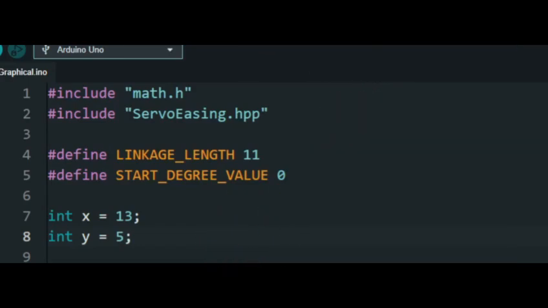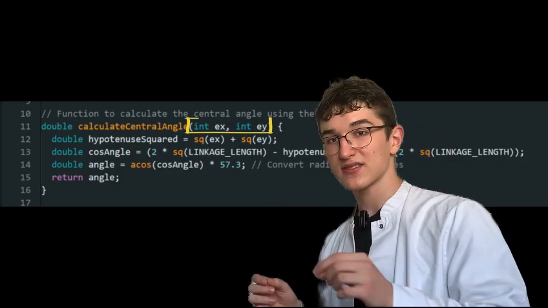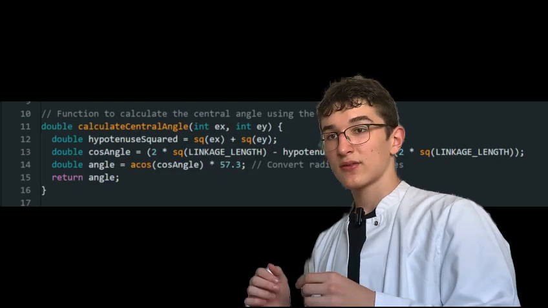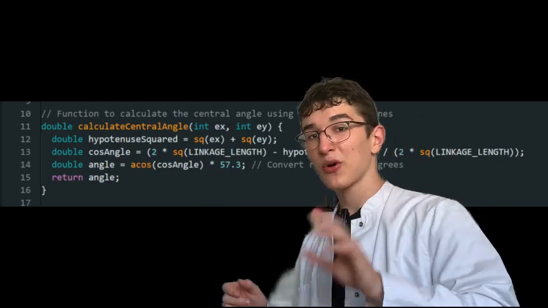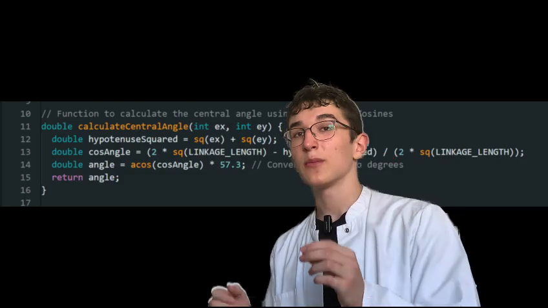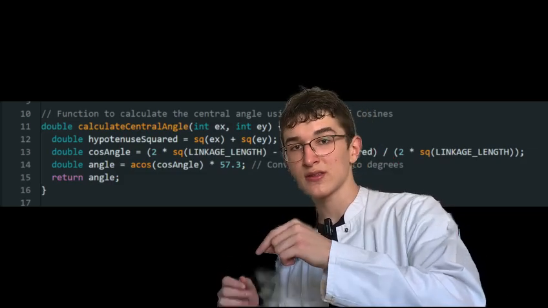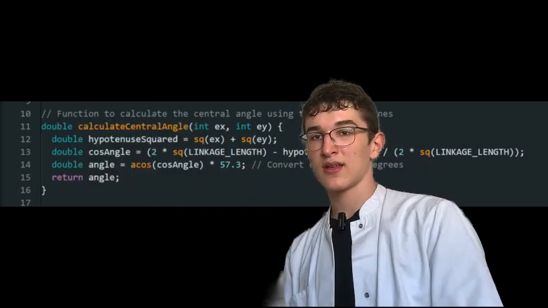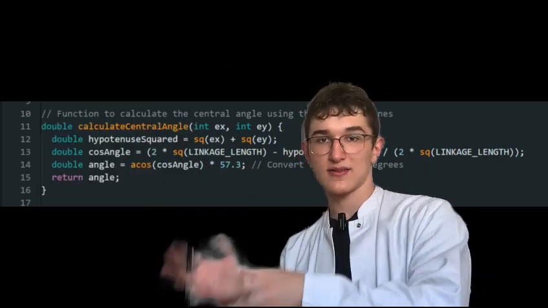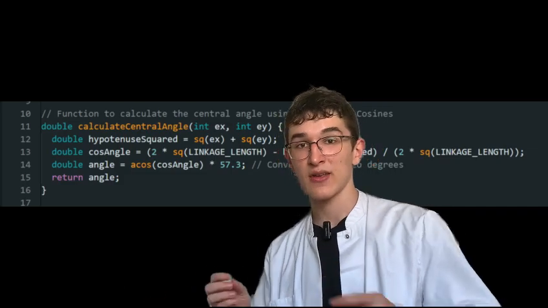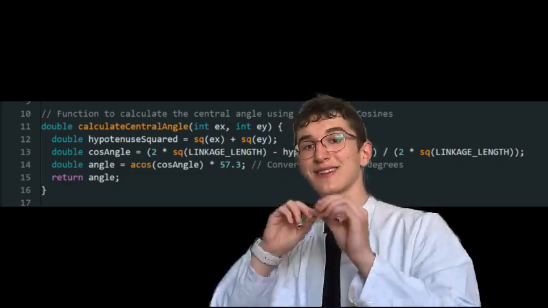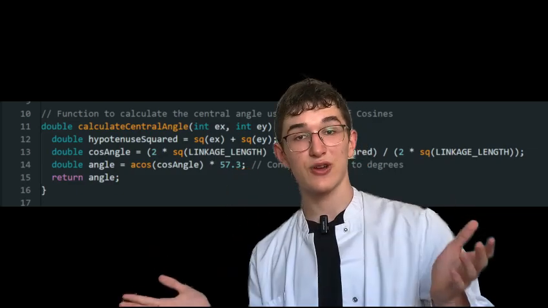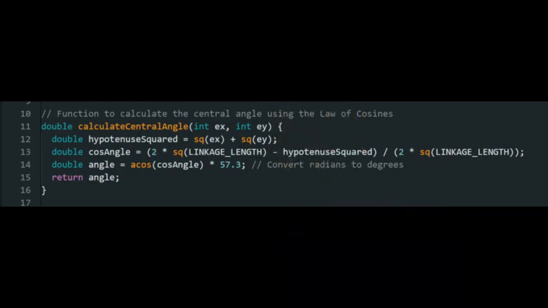Have fun. This function takes the two coordinates that we have just set up and squares these two. We don't need the hypotenuse, so we don't take the square root, because for the law of cosines, we would square the hypotenuse again, so we just leave the hypotenuse squared as it is, because we don't need the hypotenuse itself. Then we use the law of cosines, then it turns that value into degrees, because the function gives us the value in radians, and then we move on.